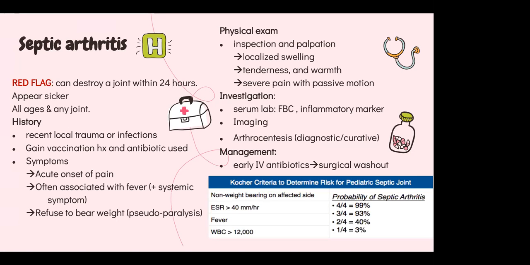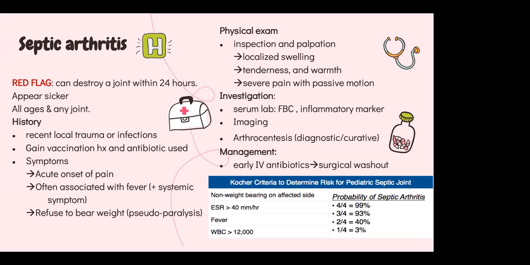Transient synovitis is benign and limited, but it is the same as septic arthritis in terms of rapid onset and inability to weight bear. The difference from septic arthritis is in the appearance of the child. It appears much healthier, the blood investigations are usually unremarkable, and the treatment is only conservative management, such as NSAIDs.